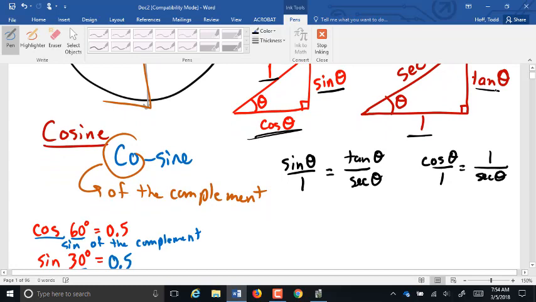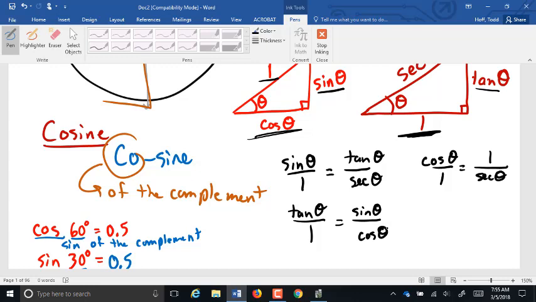Let's start with the tangent here. Let's compare that tangent to this side here of 1. What side of the other triangle corresponds to the tangent? The sine. What side of the other triangle corresponds to this 1? Cosine. So there's another identity. The tangent can be found as just being the sine divided by the cosine.